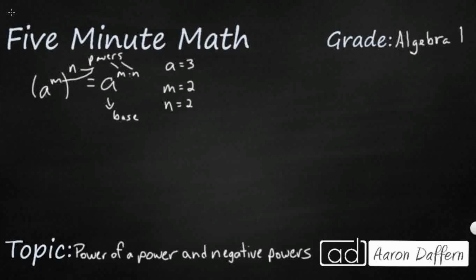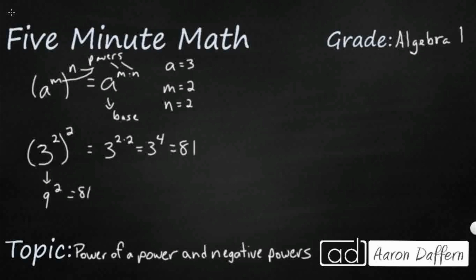So what does that mean? If I've got my base of 3 and my m is 2, that's going to be 3 squared, and then I want to square that as well. What we can do is take this power 2 and multiply it by the other power, the power of a power, and that's going to equal 3 to the 4th power. If we plug it into the calculator, 3 to the 4th power equals 81. We can also see this visually: 3 squared is 9, and then we've got this squared on the outside, so 9 squared also equals 81. Okay, so that's a simple example.